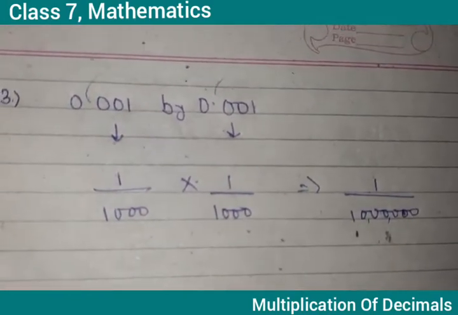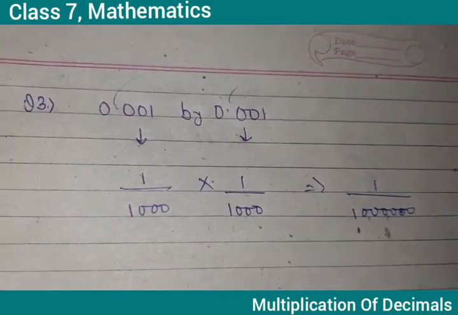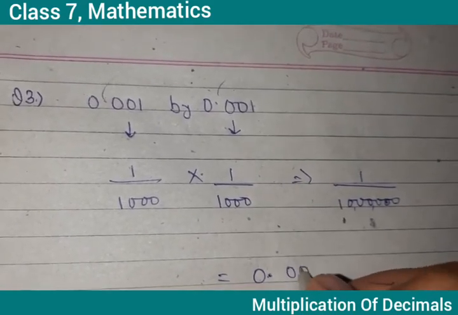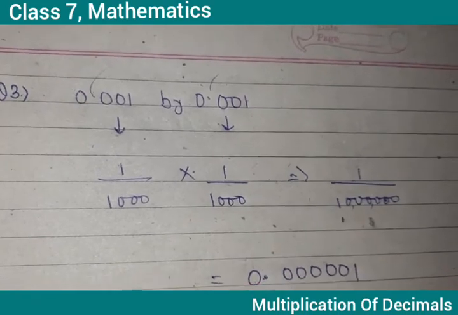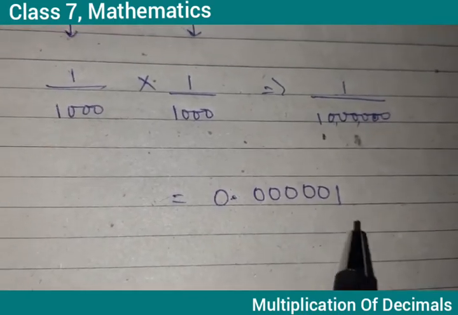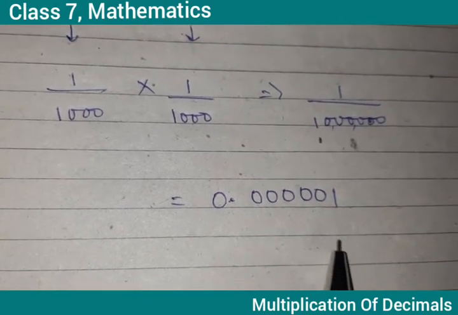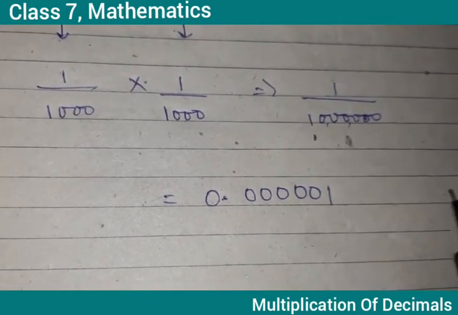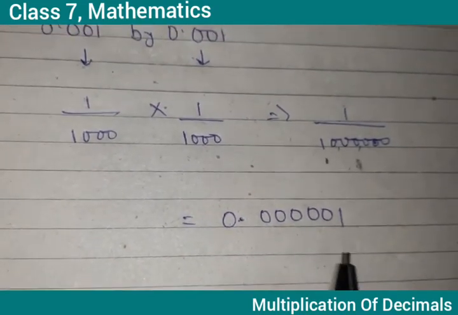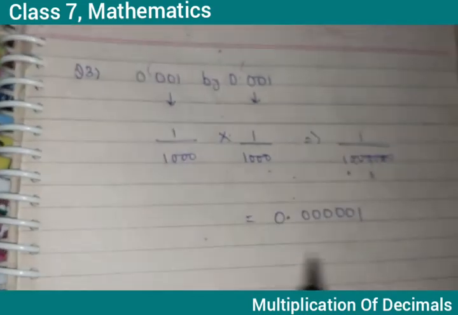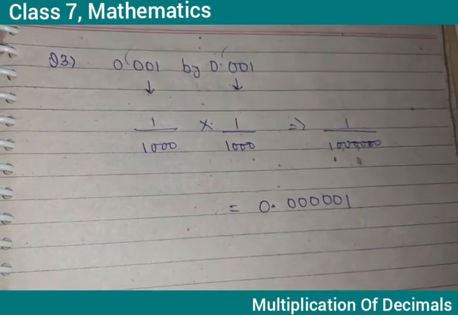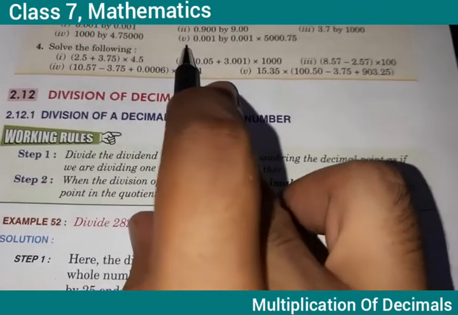Now 1 upon 10 lakh will be equal to 0.000001. You must be thinking how this answer came so quick. Just in the coming exercise I will tell you how to do the division of decimals. Okay, right now this will be the final answer. This I am going to tell you in the next coming exercise after 2 or 3 questions only. Let's see the next question. We will see question number 5.